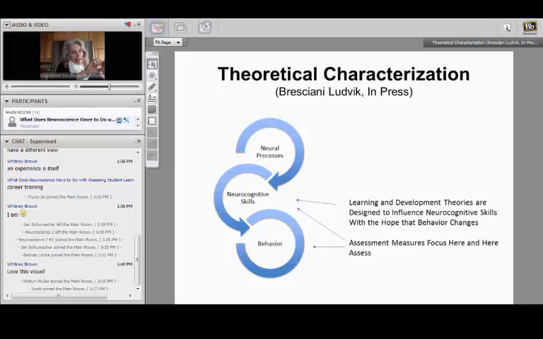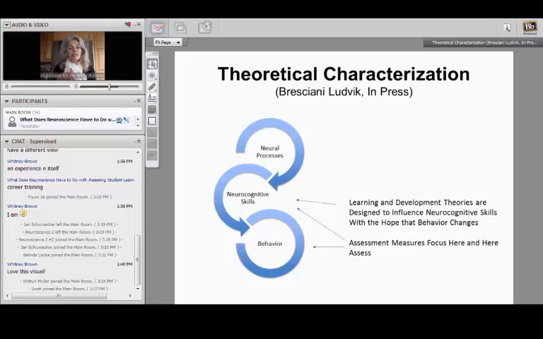So we're trying to design systematic learning and development experiences that we know one size doesn't fit all, yet in our massification, we're systematically designing these opportunities, we're systematically evaluating them so that we can systematically improve them, all as a result of trying to influence behavior in the student. And so our design of these learning and development experiences is focused on trying to influence these neurocognitive skills.